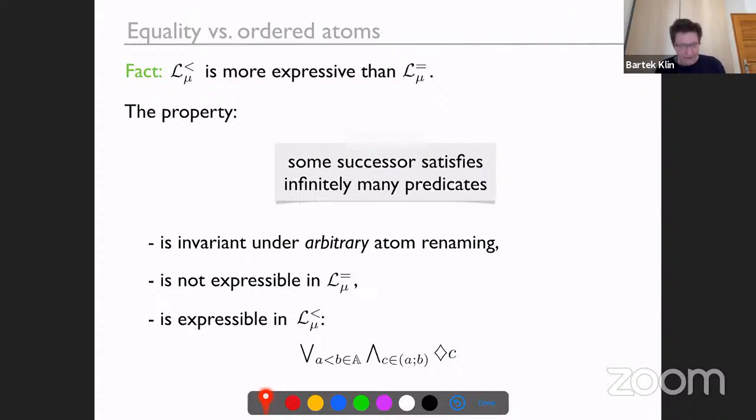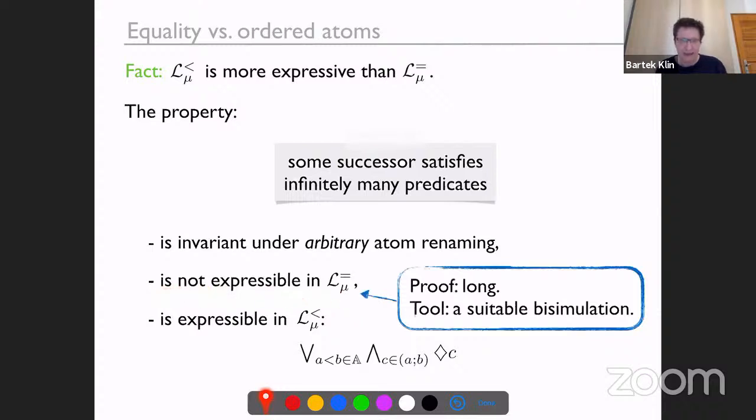It's not expressive in the calculus over equality atoms. It is expressive in the calculus with ordered atoms because it's not hard to see that over ordered atoms, if you want to have infinitely many predicates satisfied, there must be an interval of basic predicates satisfied. And this is what this formula expresses. But as you may imagine, non-expressibility results are rather subtle and painful. And there will be a few of them in the next few slides.